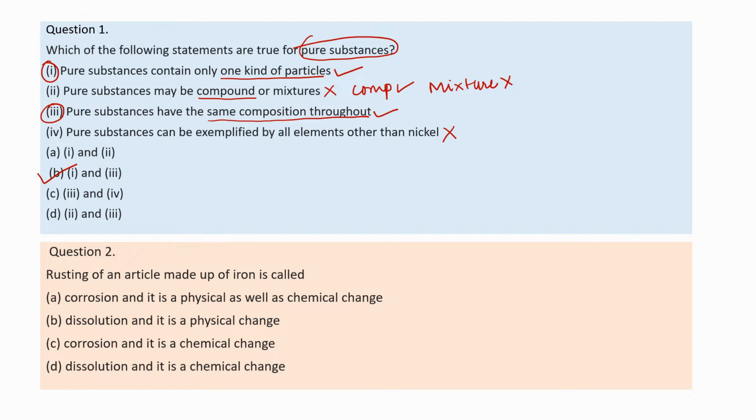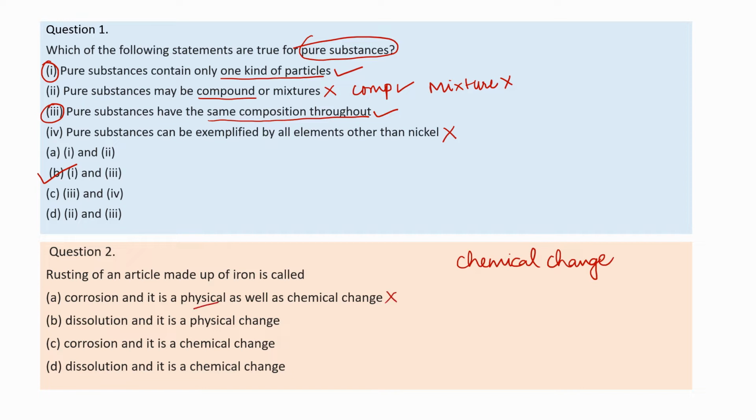Second question. Rusting of an article made up of iron is called. Now first of all, rusting is a chemical change. Chemical change is a permanent change. Now let us see the options. Corrosion, and it is a physical as well as chemical change. So this is wrong. It is not a physical change.